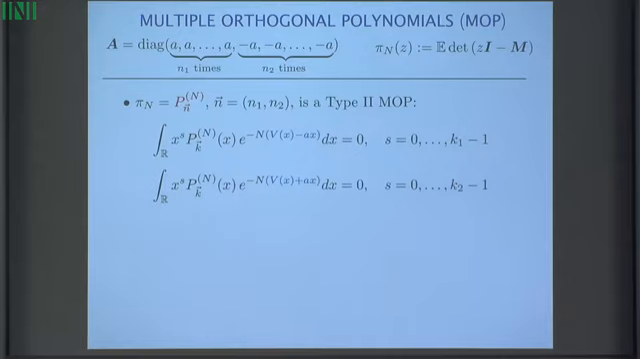In this case, it's a multiple orthogonal polynomial of type 2, which means the polynomial has distributed its orthogonality between two weights, or two measures. So part of the orthogonality condition from 0 to k1 minus 1 is with respect to the measure given by the weight e^(-V) times e^(-ax), and the rest of the conditions correspond to e^(-V) times e^(+ax). This is multiple orthogonal polynomials.